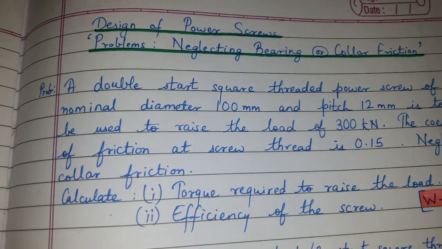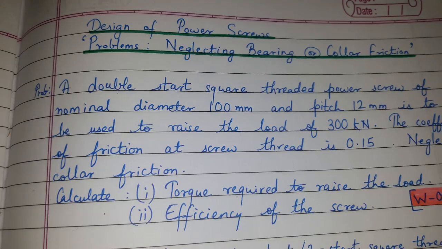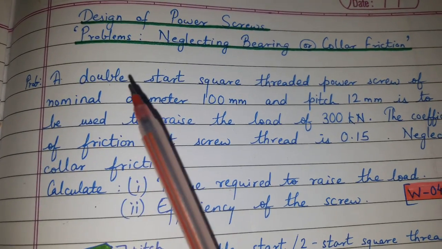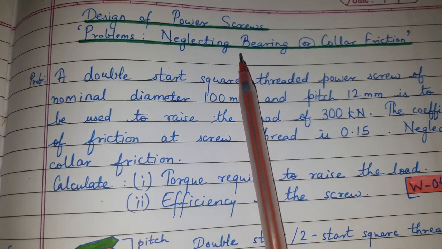Hi friends, today's topic of discussion is a problem from the chapter Design of Power Screws. Here, the bearing or the collar friction is neglected.